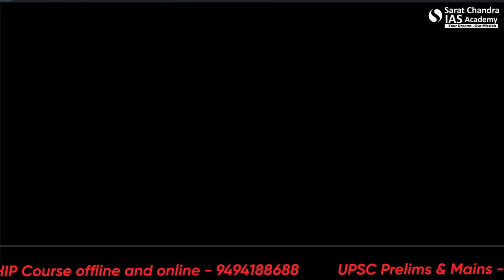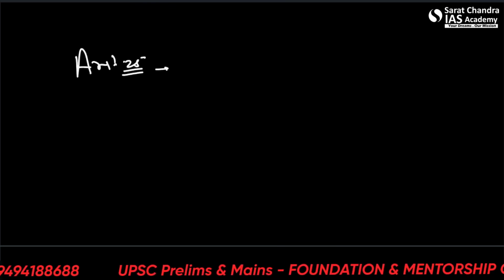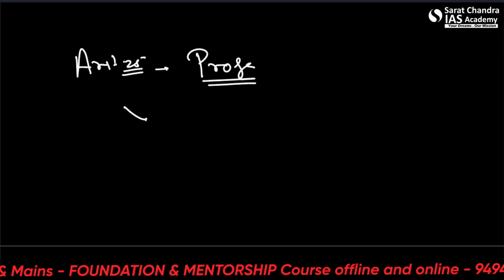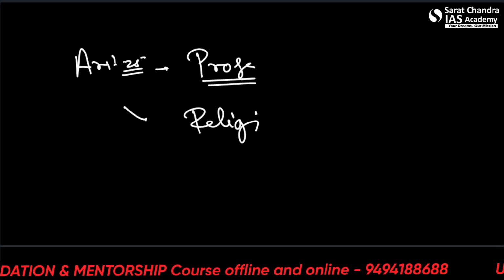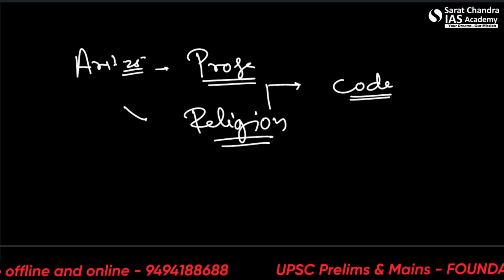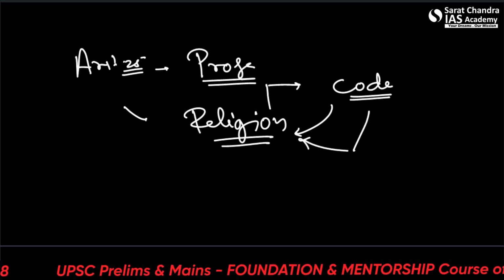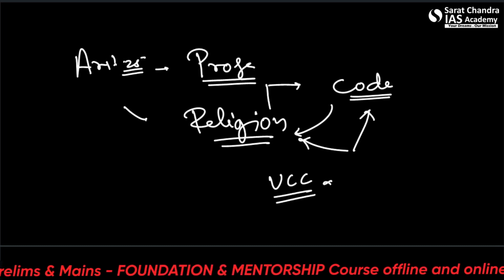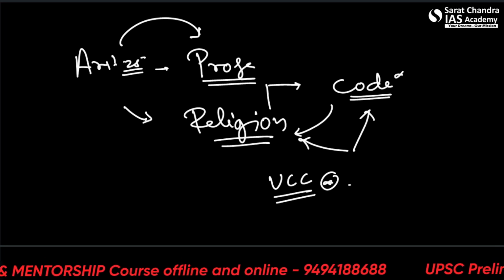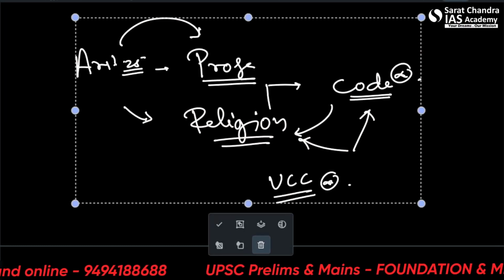So let's also see what Article 25 guarantees. Article 25 guarantees what things? Freedom of conscience and free profession, practice and propagation of free religion. So if the religion says that this is the code through which this religion is to be followed, and let's say I identify myself with this religion, that I'm supposed to follow this code and not the UCC. So that is the issue here. And Article 25 says that propagation and practice of free religion is guaranteed by the constitution. All right. So this is the main issue here.